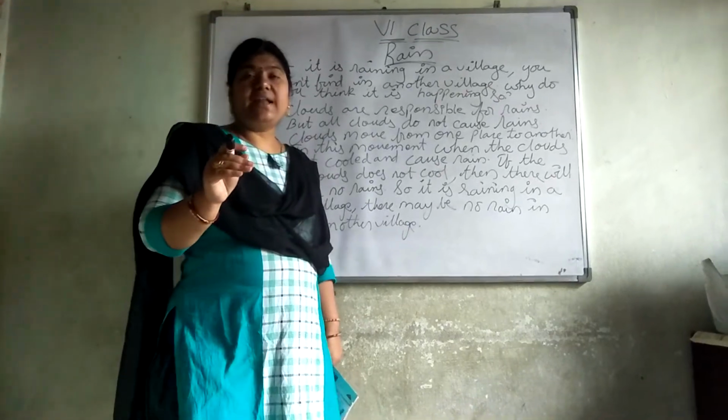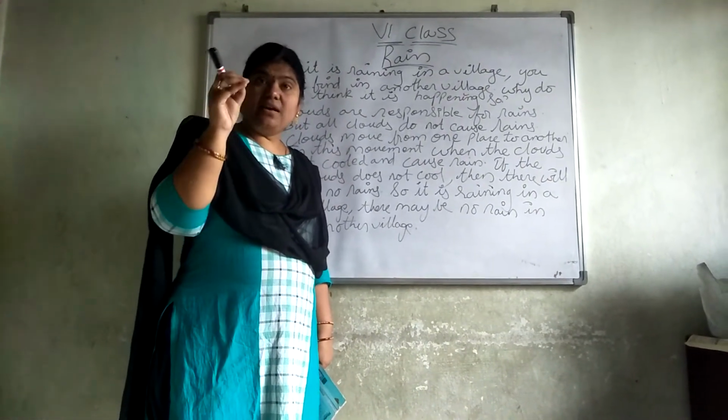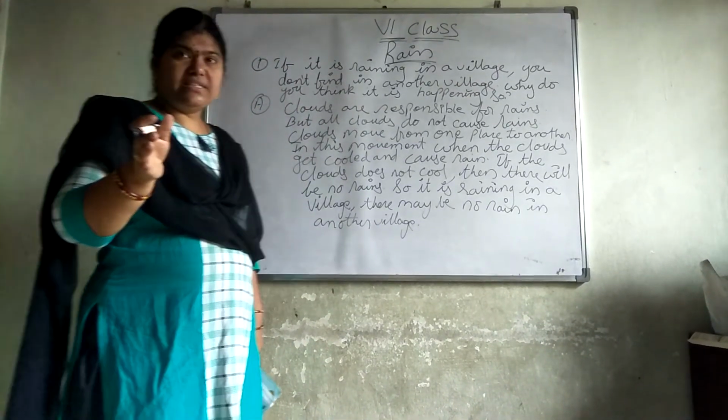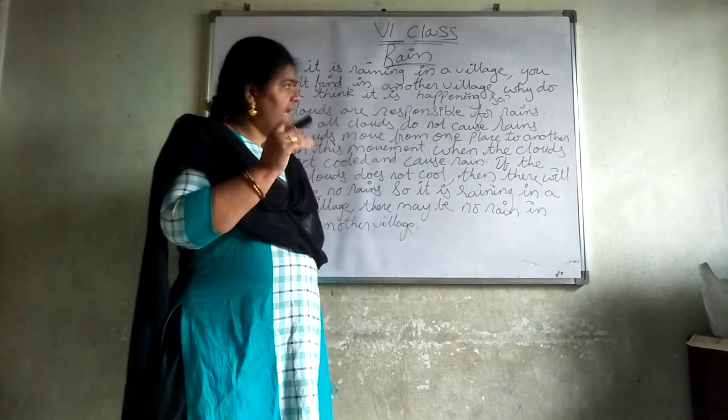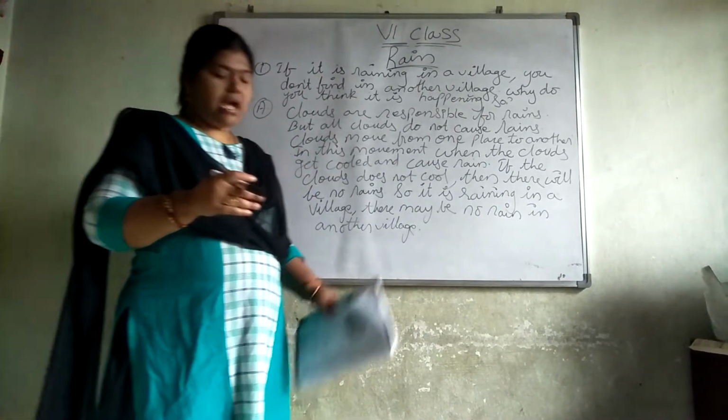If the clouds are not cool, if they did not change into grey or black color, then we will say that in that particular place it will not rain. But if it happens like that, in that particular place it will rain. Did you understand that? How it happens?